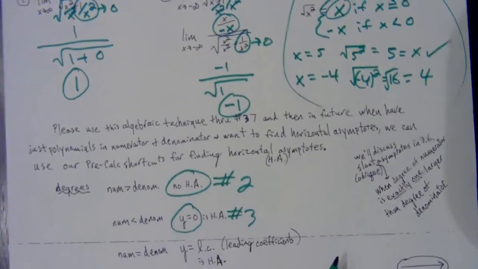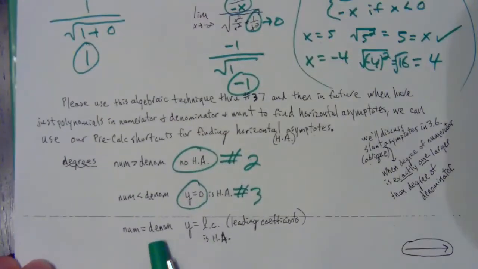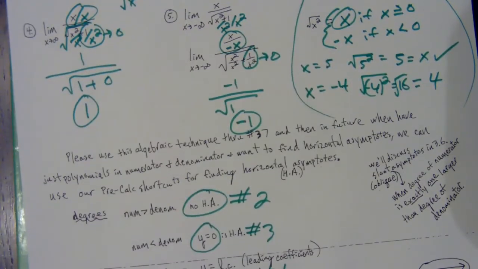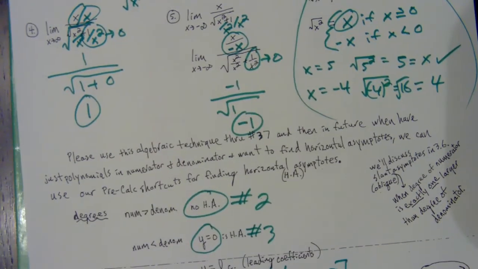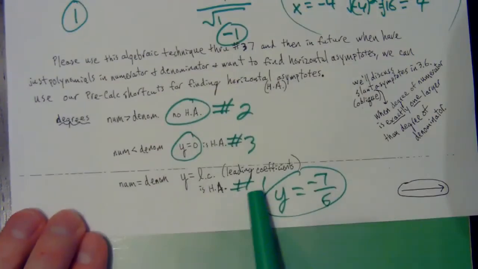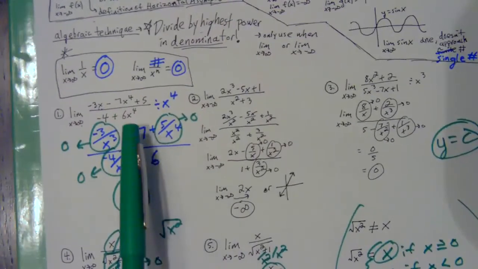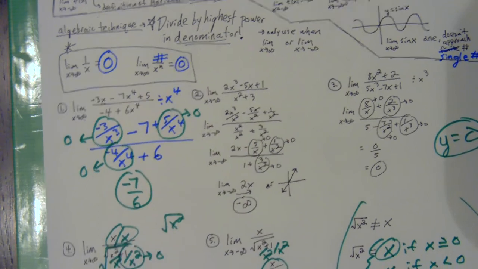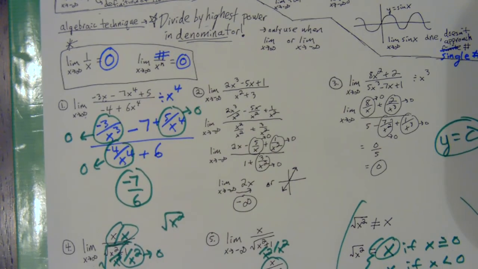And then anytime the numerator and the denominator have the same degree, you're going to use the leading coefficients. So like right here on number 1, y equals -7/6 is our horizontal asymptote, the answer that we got. Technically the shortcut works with polynomials, and that's why we learned the algebraic technique too, because when you get other weird functions that aren't all polynomials, we have to rely on that algebraic technique.